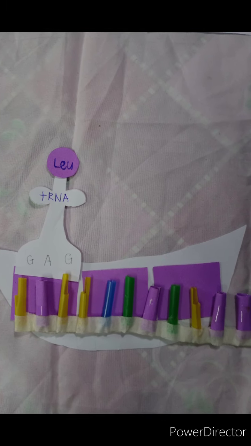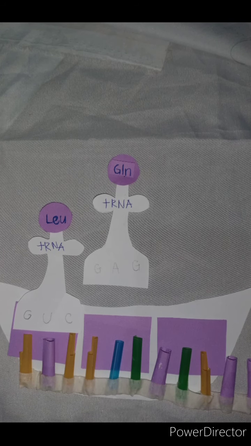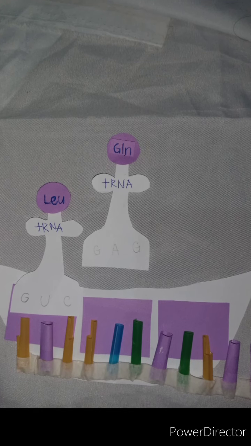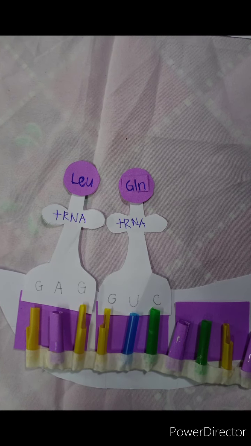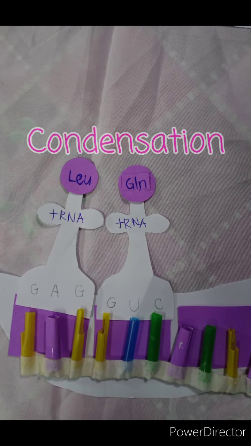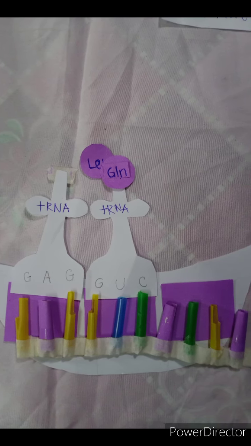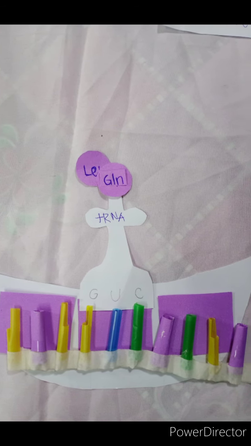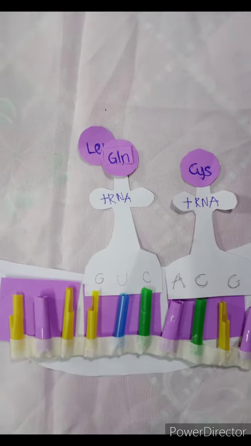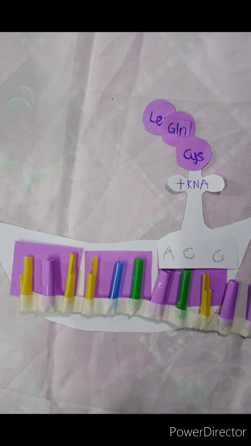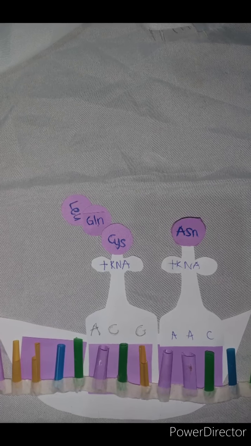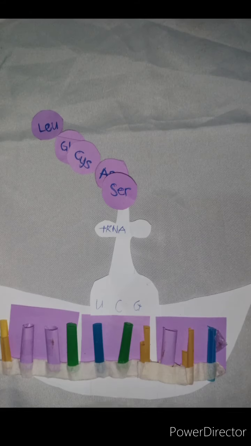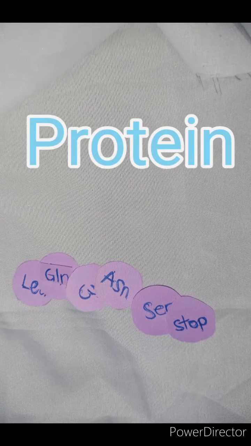A second tRNA brings a specific amino acid next to the first tRNA. An enzyme connects the two amino acids using condensation, and the first tRNA will break off from its amino acid and exit. The second will have more room for the next one, and so on until it will stop. Now you have a protein.